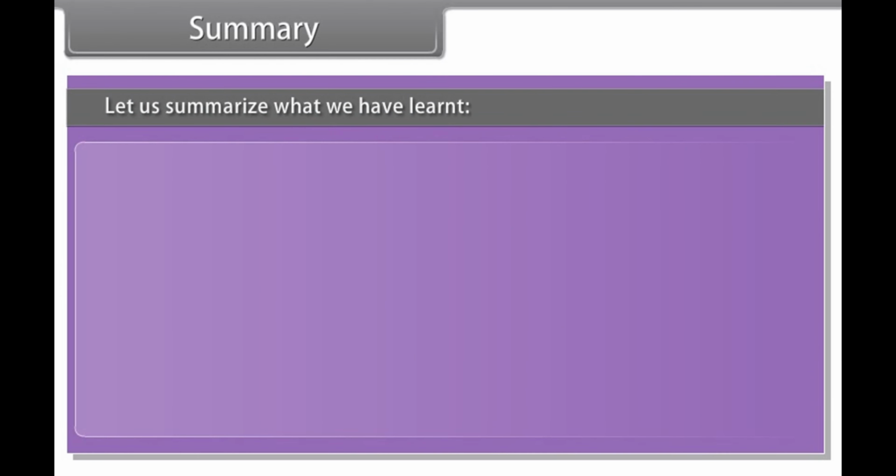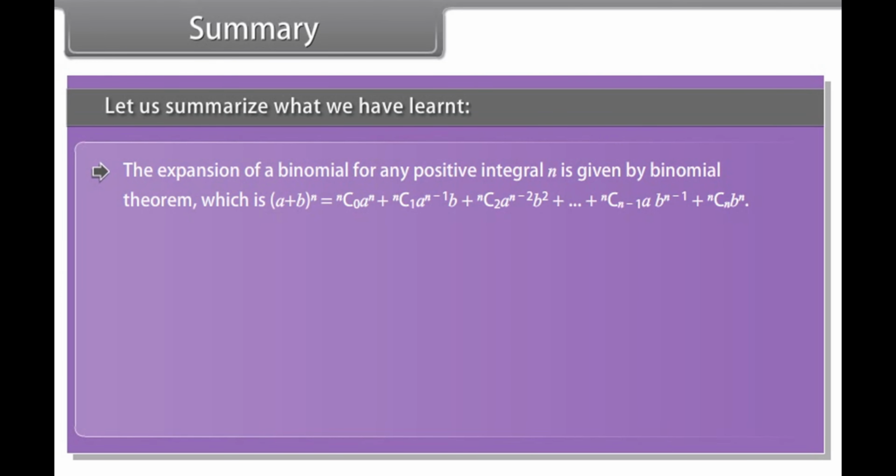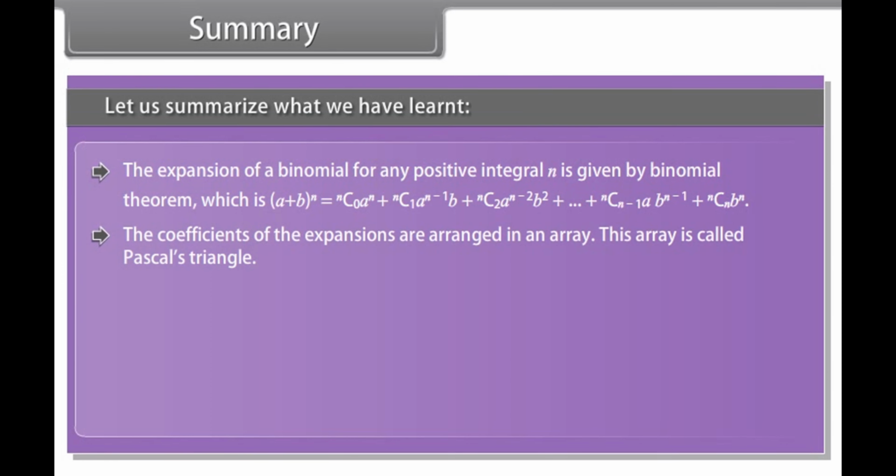Summary. Let us summarize what we have learned. The expansion of a binomial for any positive integral power is given by the binomial theorem, in which the coefficients of the expansions are arranged in an array. This array is called Pascal's triangle. The general term of an expansion.